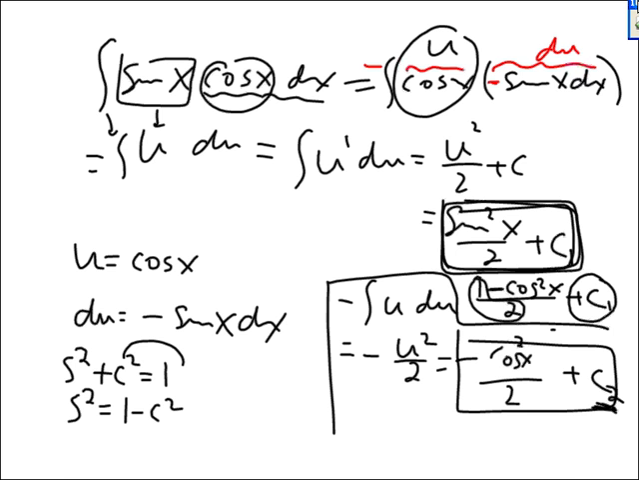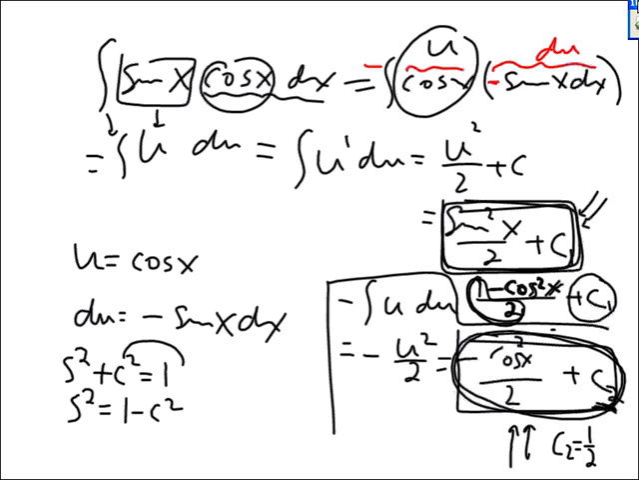And then I have to take away cosine squared x over 2. But that's exactly what I have down here. This answer and this answer, they're the same. They are the same. C2, the constant on the bottom, is this 1/2 here, plus C1. It's just a different constant.